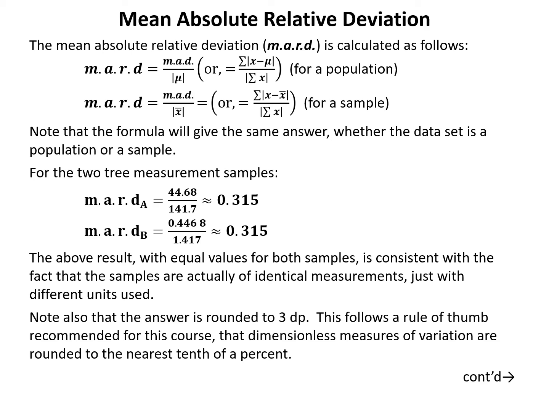Now, another thing to note here is you might be wondering why we've rounded the MARD values to 3 decimal places. The reason for this is that we'll use a rule of thumb throughout this course that dimensionless measures of variation are rounded to the nearest tenth of a percent, and the nearest tenth of a percent means to 3 decimal places.